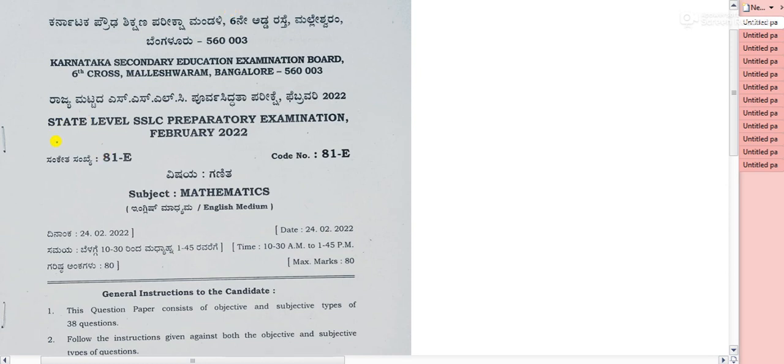So here I am with the solution of 4 to 5 mark questions from this state level SSLC examination. It is the preparatory examination which was conducted on 24th Feb 2022. The questions are very important. You can practice them well, and you may expect similar or the same type of questions in your exam. So it's better to prepare them well. Okay, so let us start.